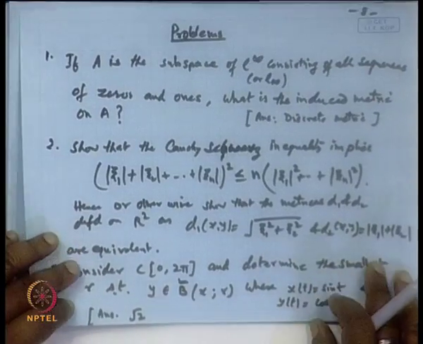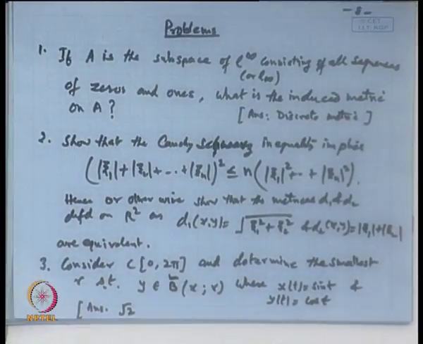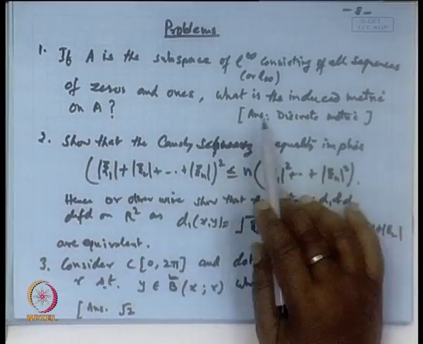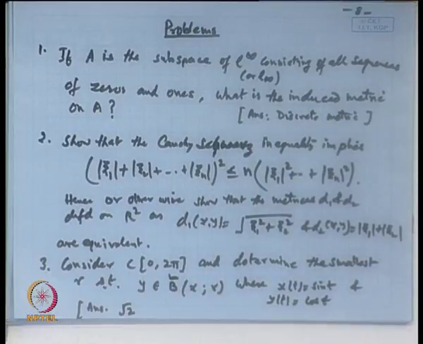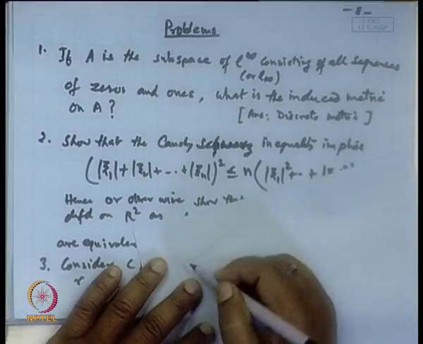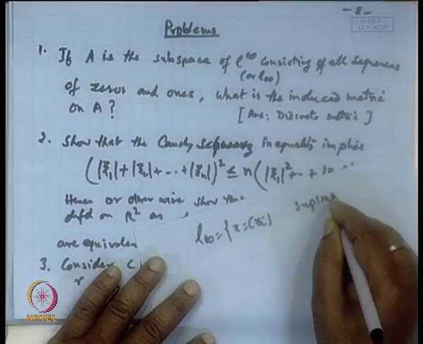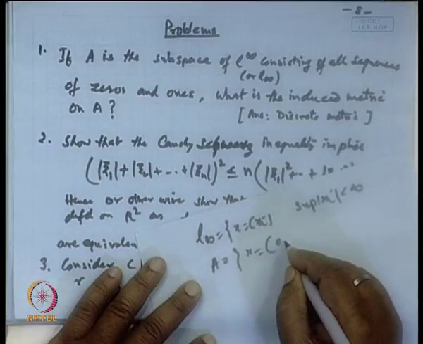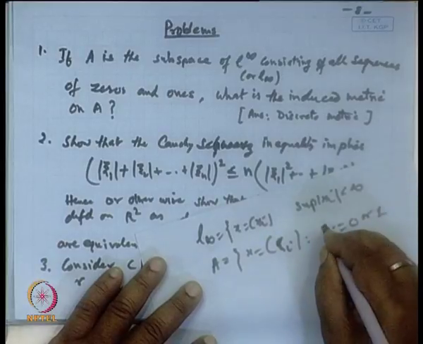Now, let us see these problems. The first problem is, if A is a subspace of L infinity consisting of all sequences of zeros and ones, what is the induced metric? L infinity is the set of those sequences x which are bounded, is it not? And what is A? A is the set of sequences which are either 0 or 1, where the x_i's are 0 or 1.